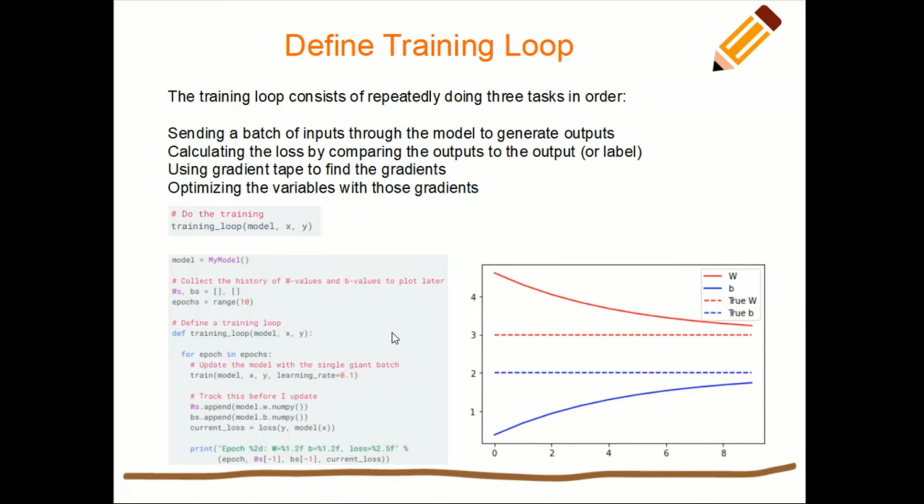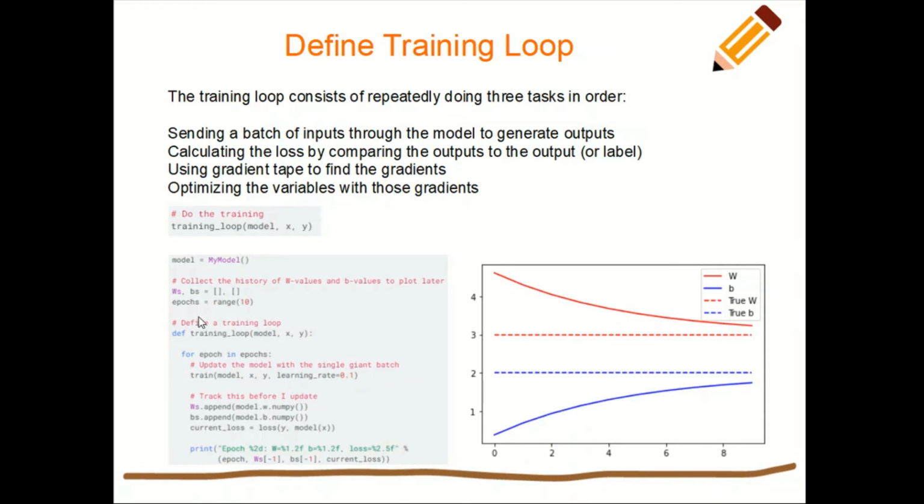Next step, we have to set up a training loop. So how does our training loop look like? The model we have already created, and in the training loop we take this model, we take the input, and we take the actual labels. We call a train method for each of the epochs that we have, and then we append a weight value and a bias value at the end of each epoch.